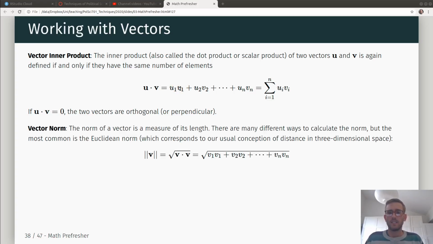Okay. Another important concept is the vector norm. The norm of a vector is a measure of its length.